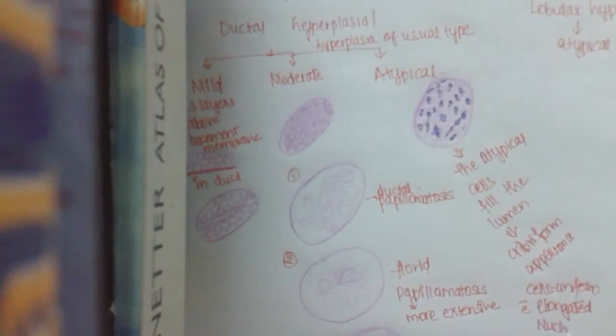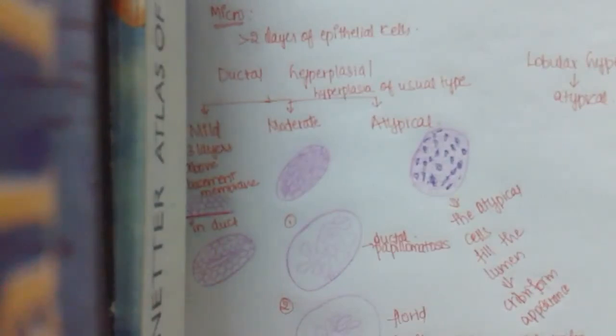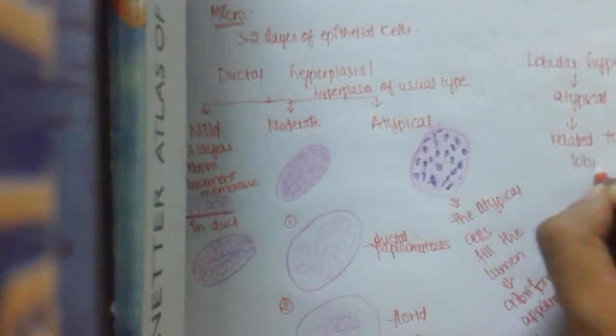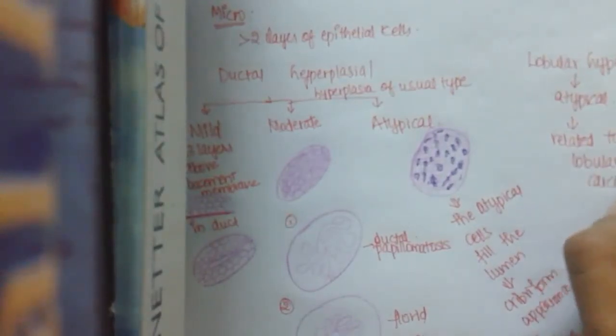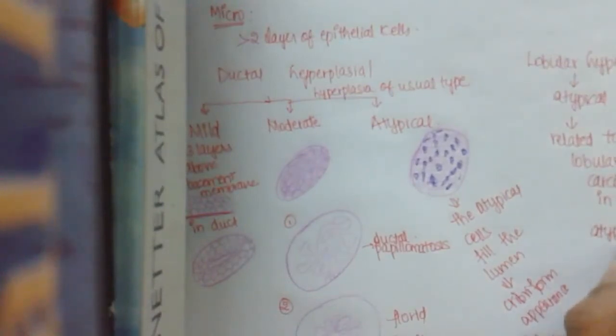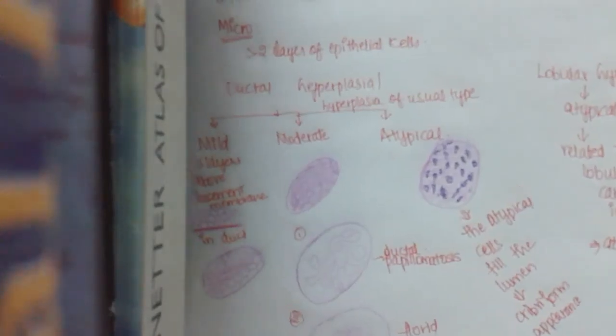And the final one, lobular hyperplasia, is atypical, and it is related to lobular carcinoma in situ. This should be differentiated, as it has atypical cells, whereas lobular carcinoma in situ doesn't have atypical cells. So these are the proliferative fibrocystic changes.